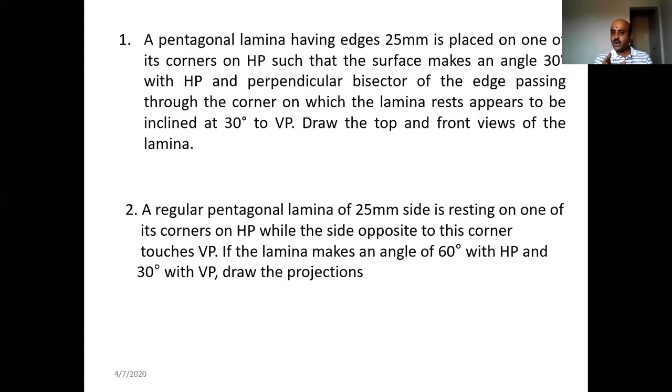Okay, so we can draw the front and top views. And the last position, the final position, we have to make it such that the side opposite to the corner on which the lamina rests should touch VP. So these are the three conditions that need to be satisfied in this problem.